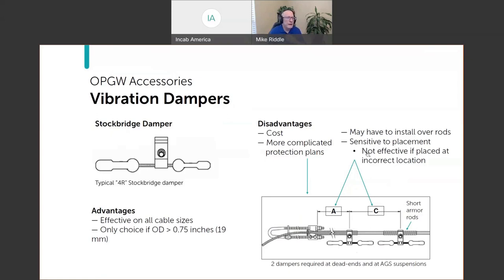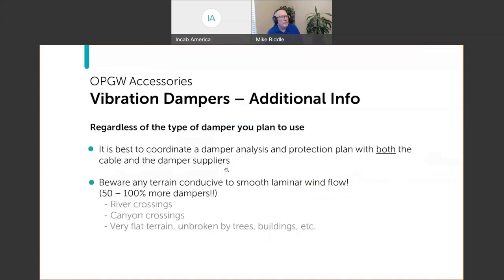They are also sensitive to placement. So you have to get a dimension from the damper supplier. He'll tell you to put it X number of inches, maybe 20 inches from the end of the dead end. So your crews have to measure that out, mount the clamp there. And then in this case, the second damper will have a different dimension, maybe 24 inches. And you have to measure that out and install that damper.